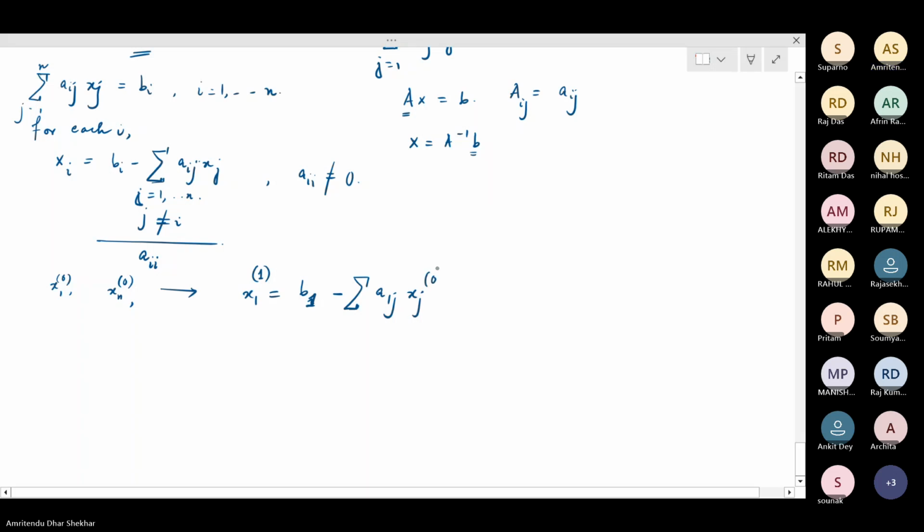xj0, where of course j is not equal to i, j is not equal to 1, divided by a11.